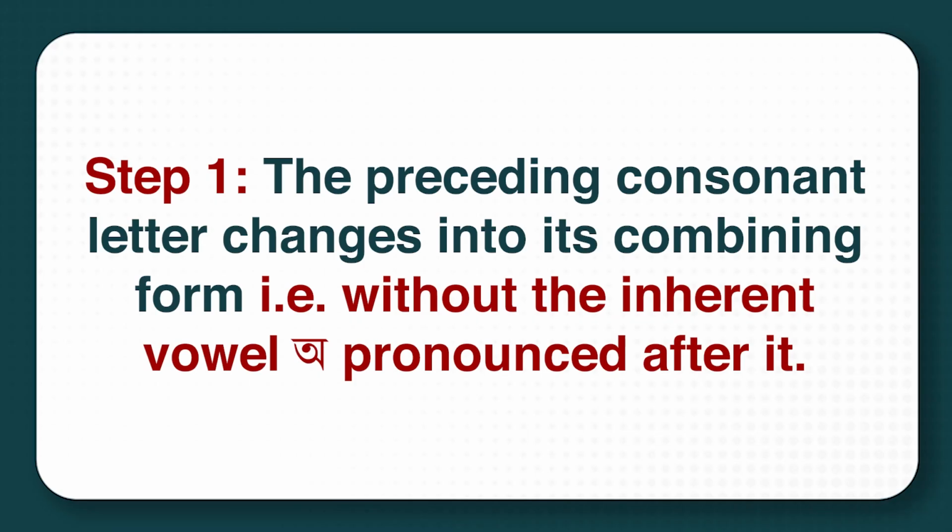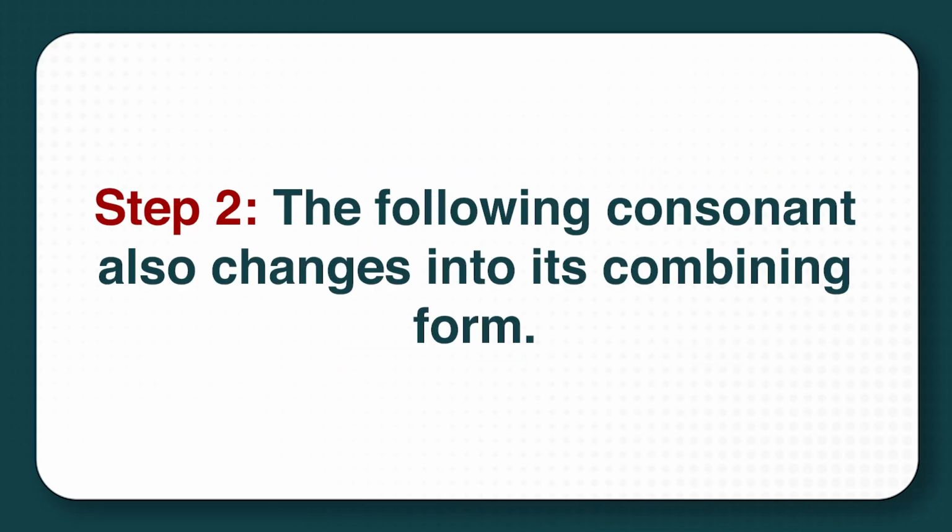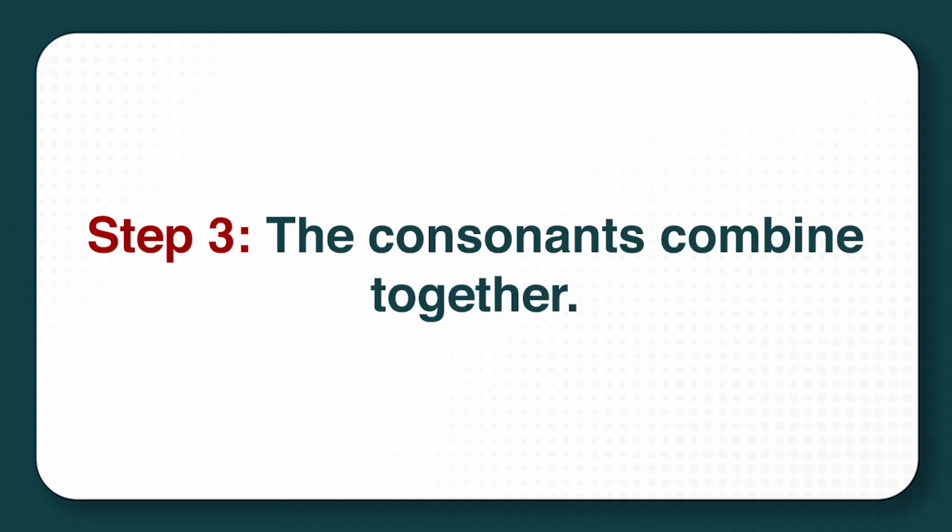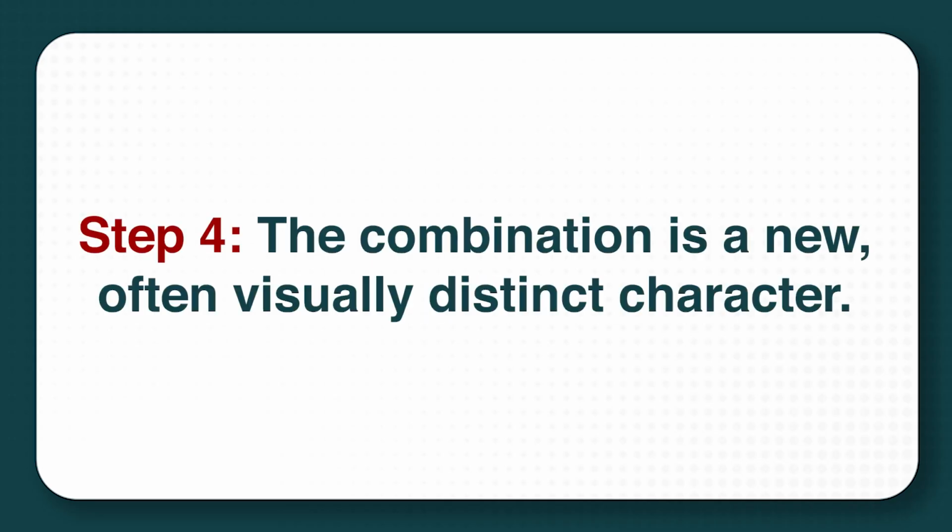Step 1. The preceding consonant letter changes into its combining form, that is, without the inherent vowel O pronounced after it. Step 2. The following consonant also changes into its combining form. Step 3. The consonants combine together. Step 4. The combination is a new, often visually distinct character. Usually, the preceding consonant occurs at the left or top of the following consonant in a two-letter consonant cluster.